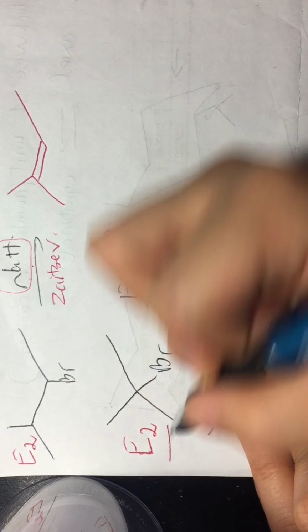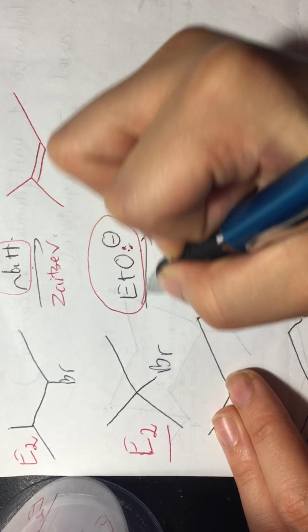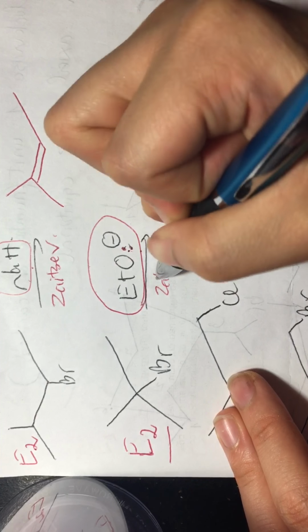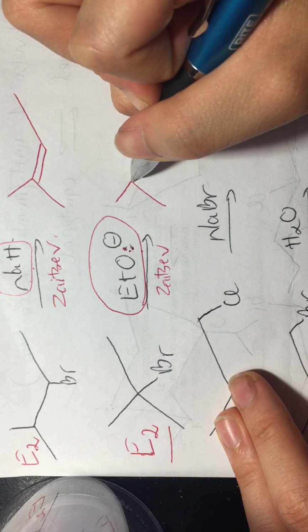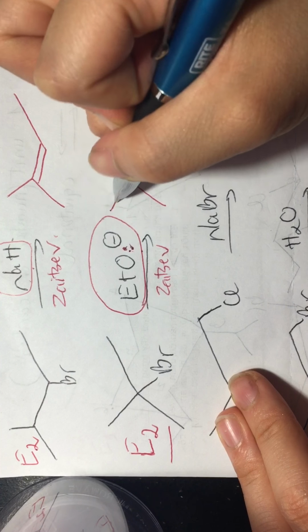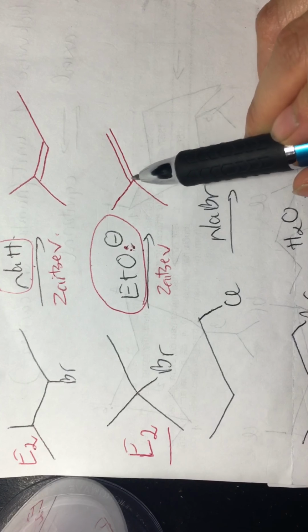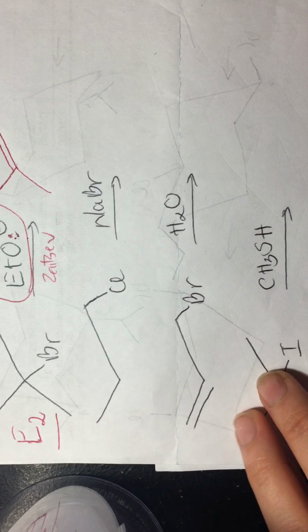And when you have an E2 reaction, you want to consider if you have a small base or a bulky base. In this case, you have a small base. So this will favor Zaitsev product. If you have a Zaitsev product, this is what you get. However, in this case, we don't distinguish between Zaitsev and Hofmann, so we only have one product here. All right, let's move to the next one.